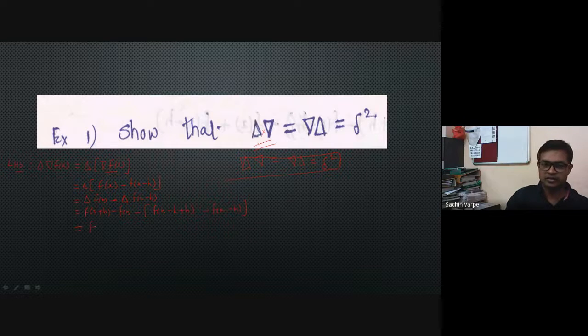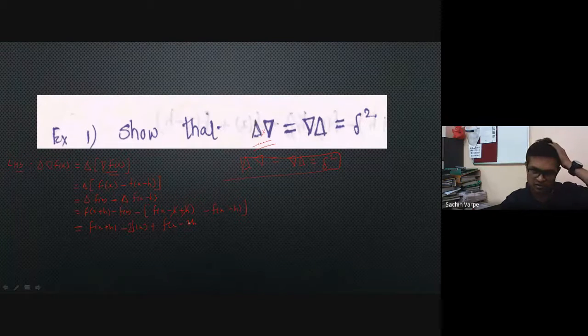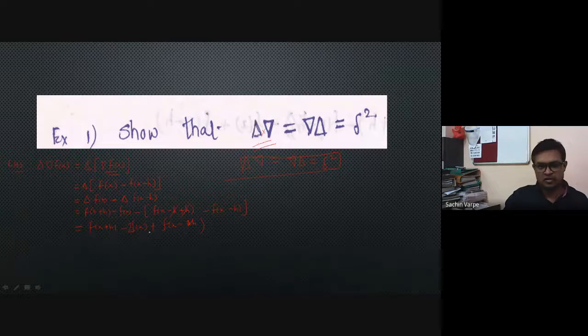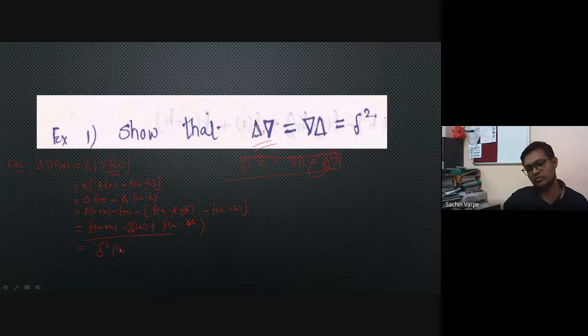So that is f of x plus h minus f of x minus, this is getting cancelled, so minus f of x minus f of x, minus 2 times f of x, and this minus will be plus, so plus f of x minus h. Oh sorry, it is h only. Okay, so if we look at the second order central difference operator, the value of this is nothing but this, so that is delta square of f of x. You can start with this also, you'll get the same thing.